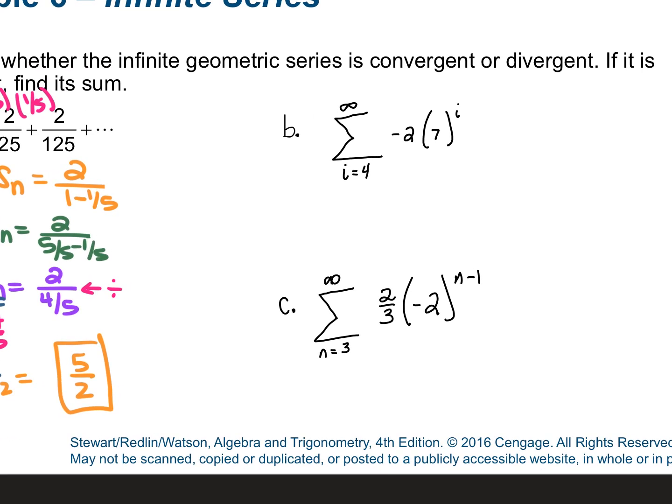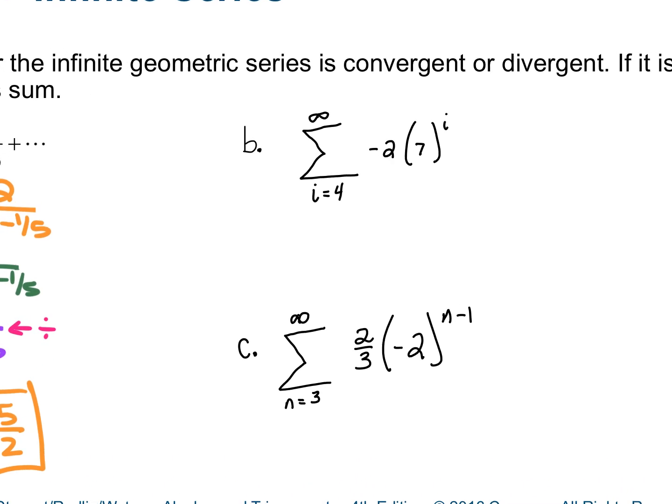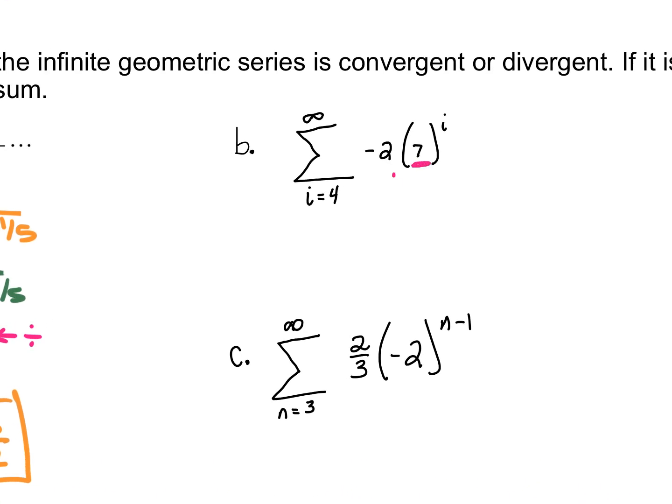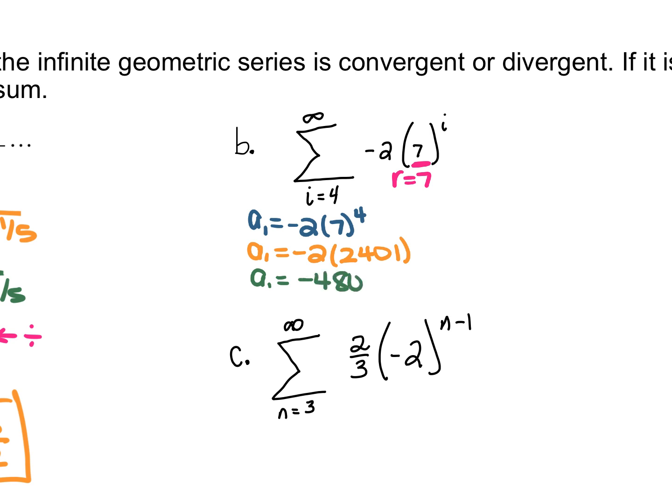For example B, we have a series that's going from 4 to infinity with the rule -2 times 7 to the power of i. First thing we've got to do, we know what r is because that's the 7. So r is 7. Other than that, find a sub 1. So we're going to have -2 times 7 to the power of 4. The 7 to the 4th power is 2,401. So that's going to give us -2 times 2,401, which means a sub 1 is -4,802.